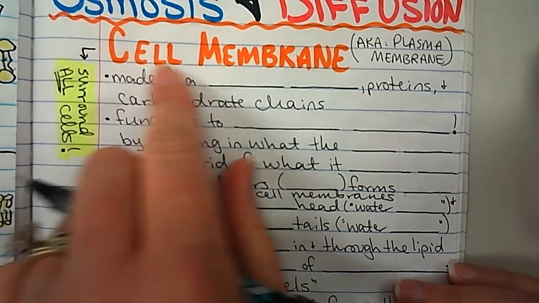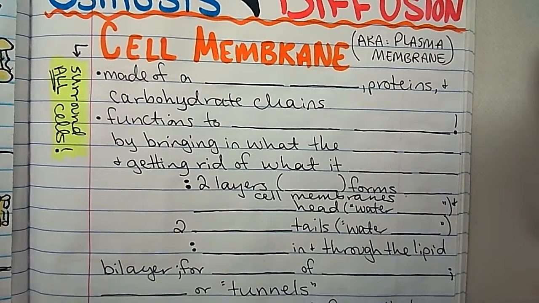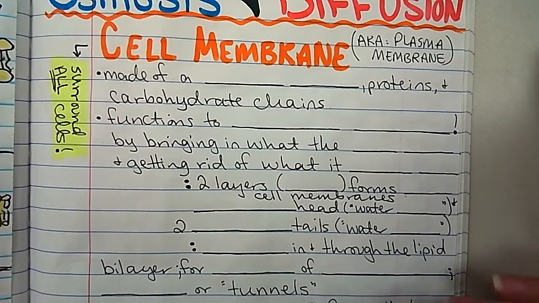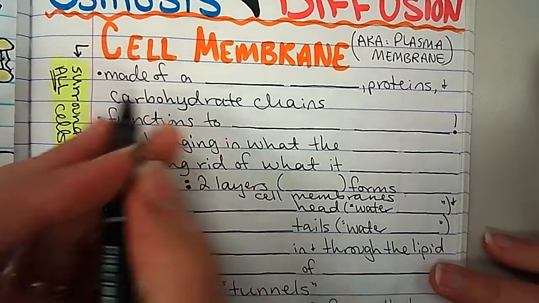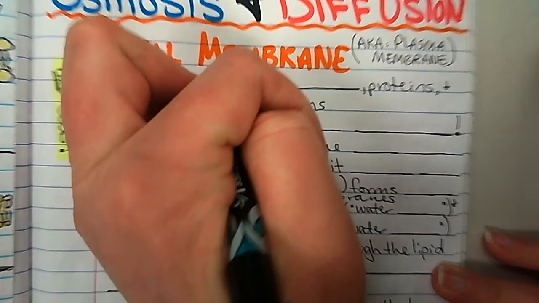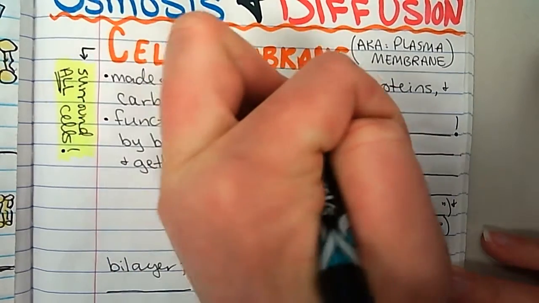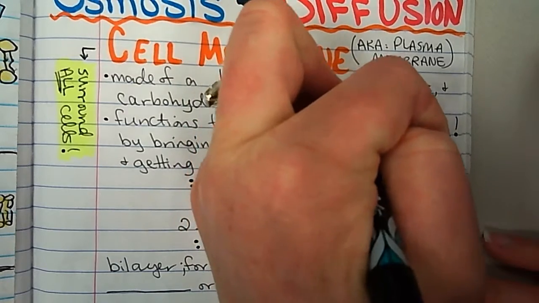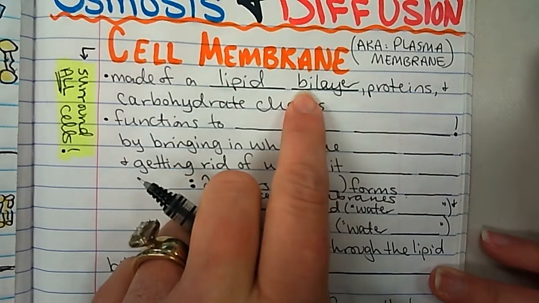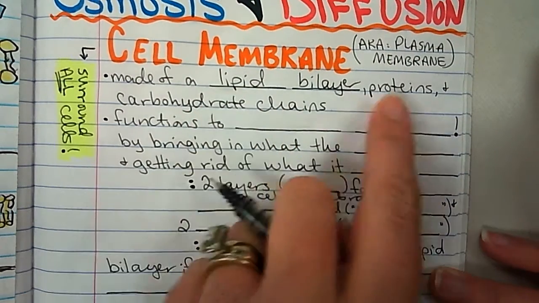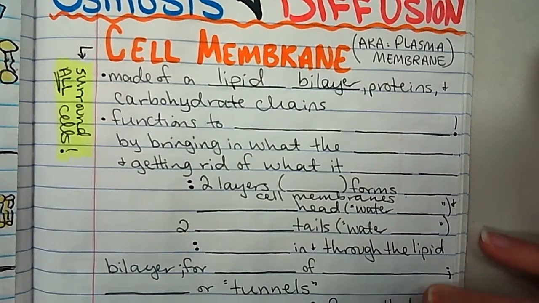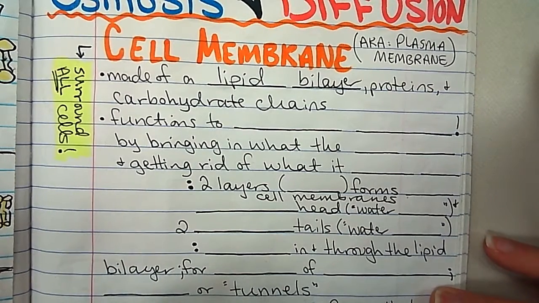All cell membranes are made of three basic parts. Sometimes they have different things to do what they need to do as the cell, but they have three basic parts. They are all made of a lipid bilayer. Bi means two, so it's two layers of lipids, proteins, and carbohydrate chains. And we're going to look at all those and what they're doing.